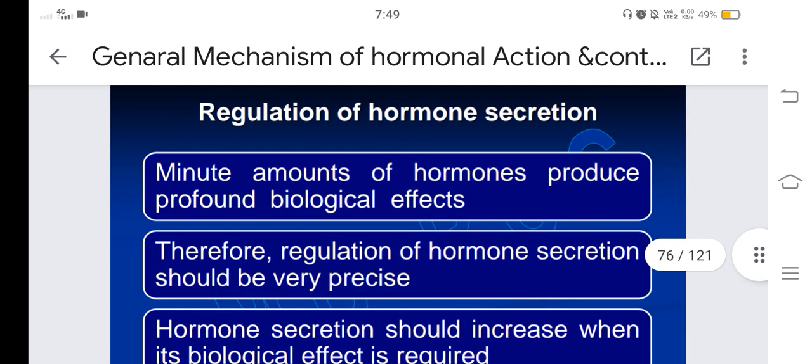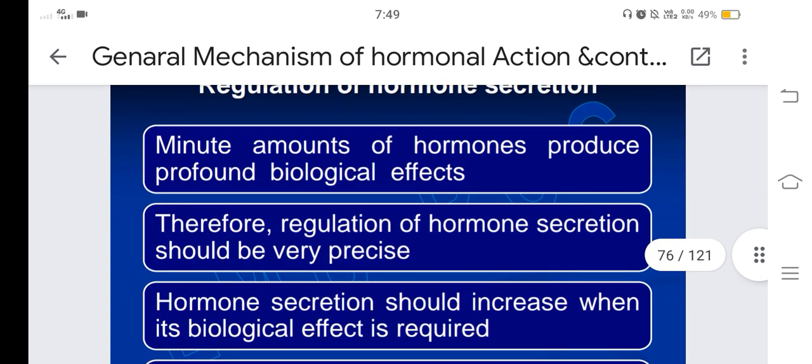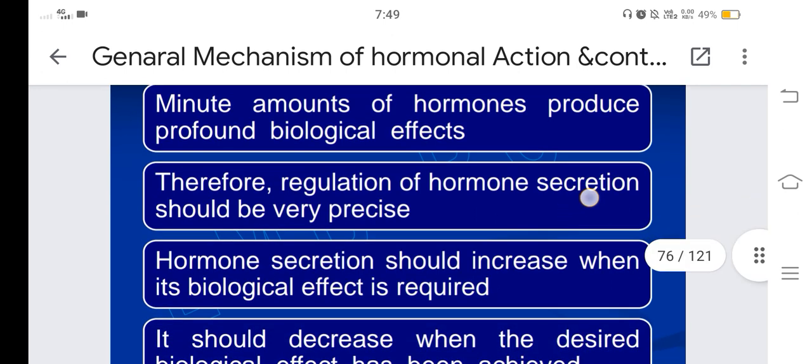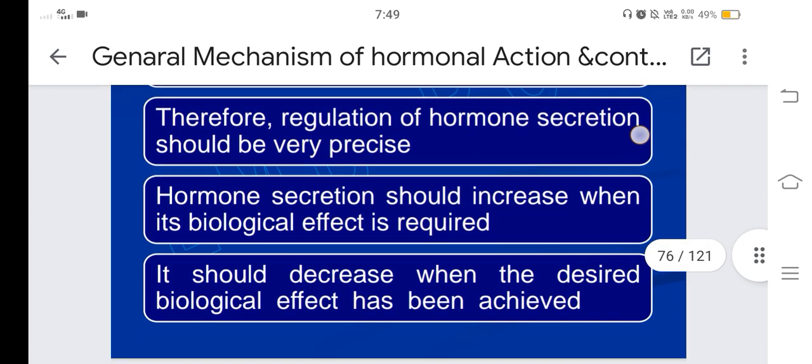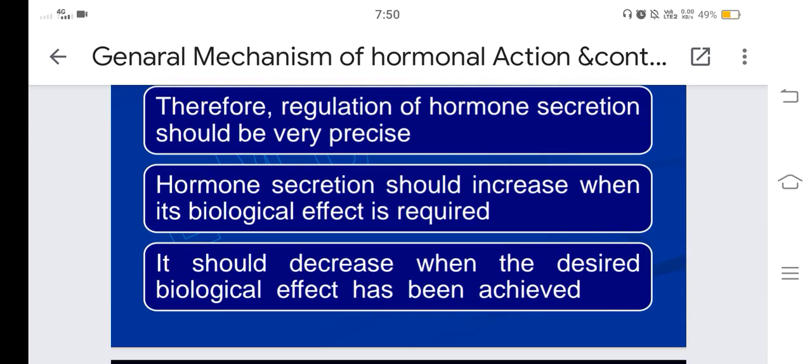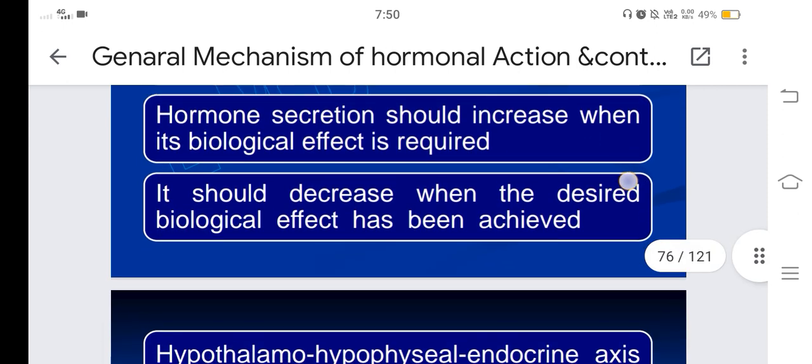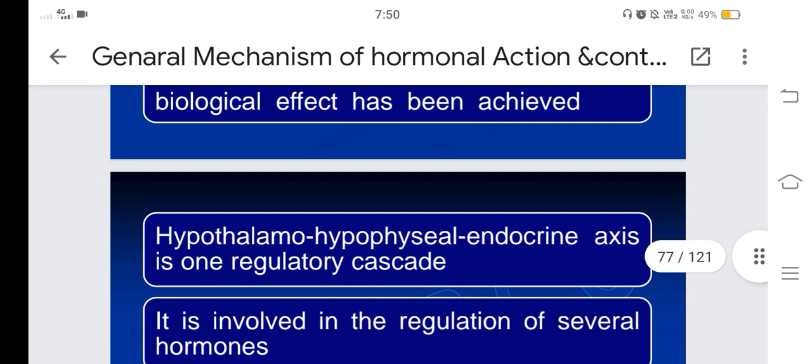Then, regulation of hormone secretion. Minute amounts of hormones produce profound biological effects. Therefore, regulation of hormone secretion should be very precise. Hormone secretion should increase when its biological effect is required. It should decrease when the desired biological effect has been achieved.